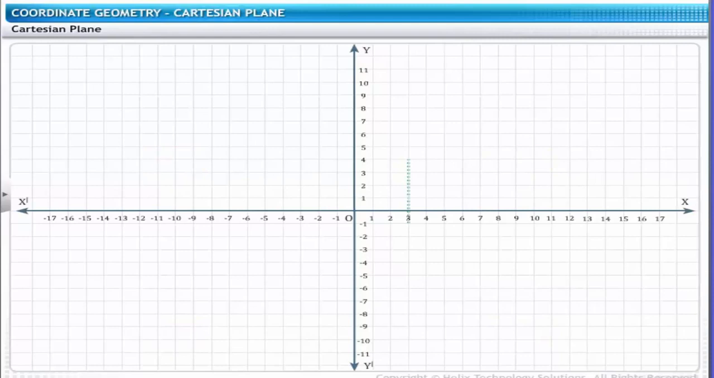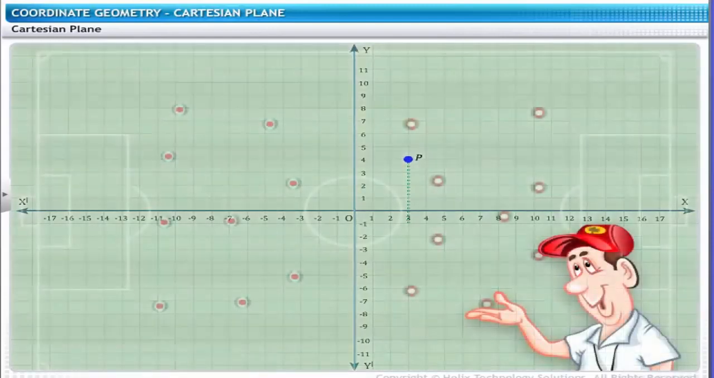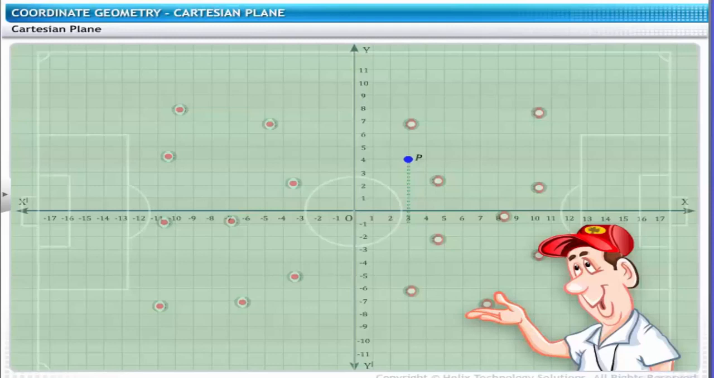Now, based on your knowledge of the Cartesian plane, can you identify the coordinates of the player P on the football field? Refer to the perpendicular lines drawn by the coach from point P on X and Y axis. The lines meet the X-axis at 3 and the Y-axis at 4. Therefore, the position of the player P is at (3, 4), which lies in quadrant 1.